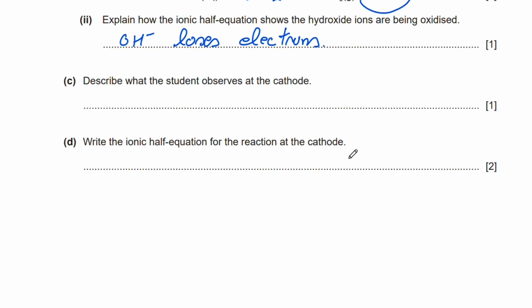Now see, but hydrogen is colorless. So you have to write what he observes at the cathode. So basically what he observes is fizzing. Fizzing at the cathode. Write the ionic half equation for the reaction at the cathode. So see, basically at the cathode, the H plus ions actually take up electrons and form H. So since H is H2, we write 2 over here, 2 over here to balance it.